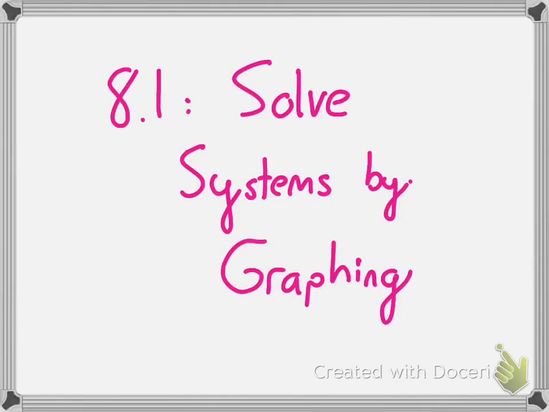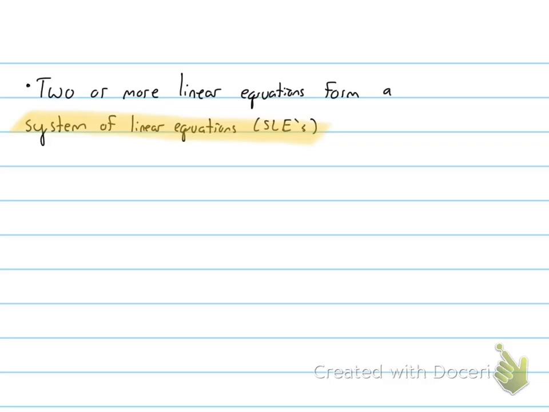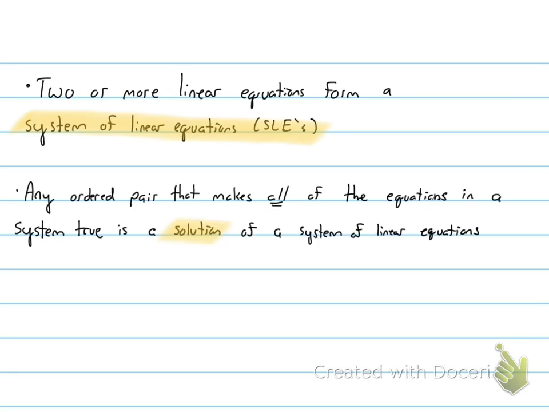In section 8.1, we're going to talk about solving systems by graphing. So to start, two or more linear equations form a system of linear equations. Sometimes we'll abbreviate to SLEs. Any ordered pair that makes all the equations in a system true is called a solution of a system of linear equations. And what that looks like on a graph is where those lines intersect.